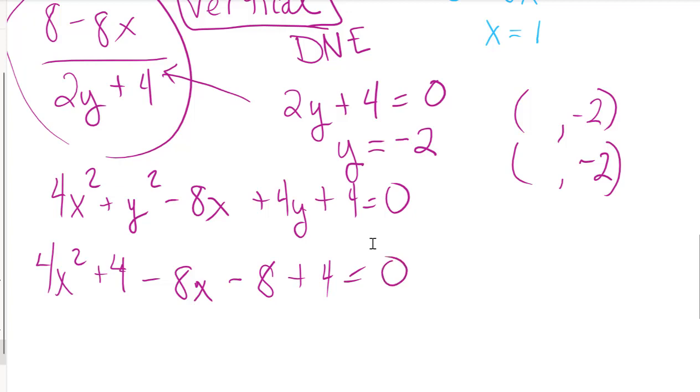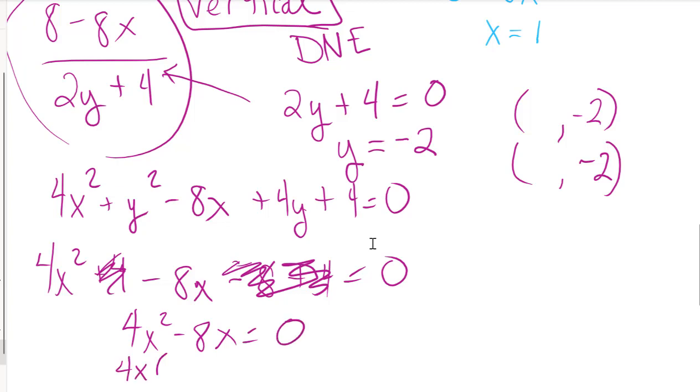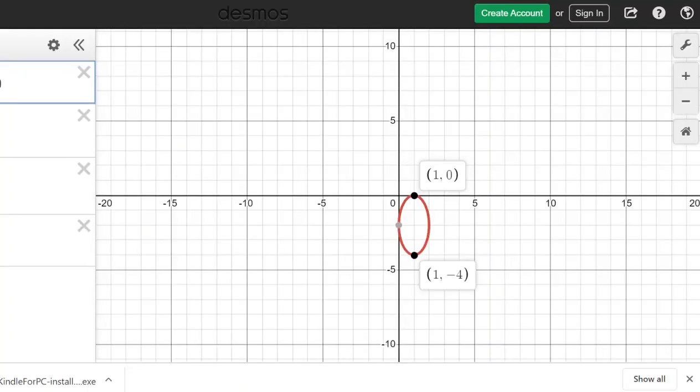Now if you notice, the same thing happened that happened before. These three numbers cancel to 0. So I'm left with 4x squared minus 8x equals 0. I can factor out a 4x. And so my answer would be 0 for one of my x values, and my other x value would be 2. Let me go to Desmos so you can see what that looks like. The vertical tangents would be at (0, negative 2) and (2, negative 2). So that's where my vertical tangents are. So I have 2 vertical and 2 horizontal.